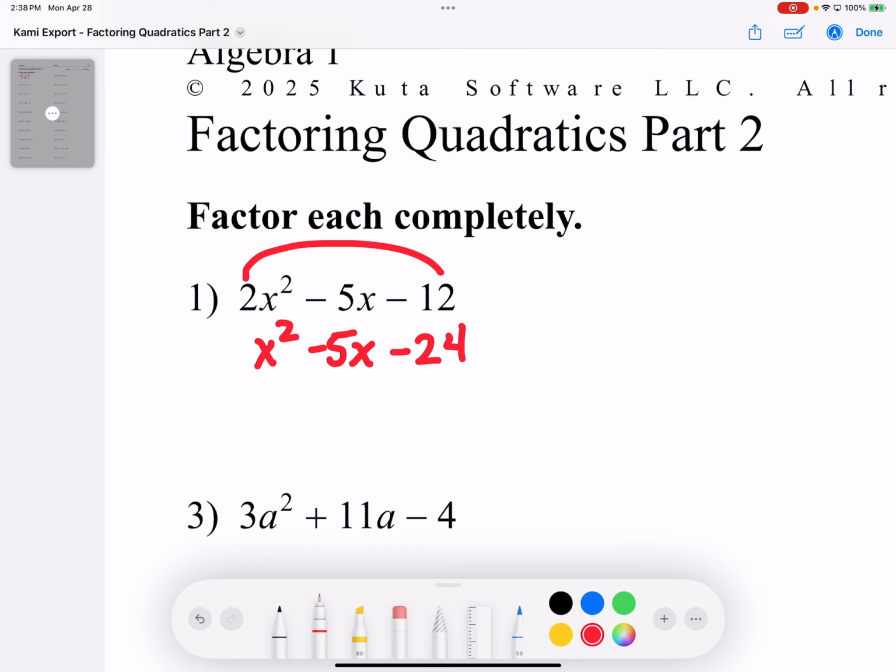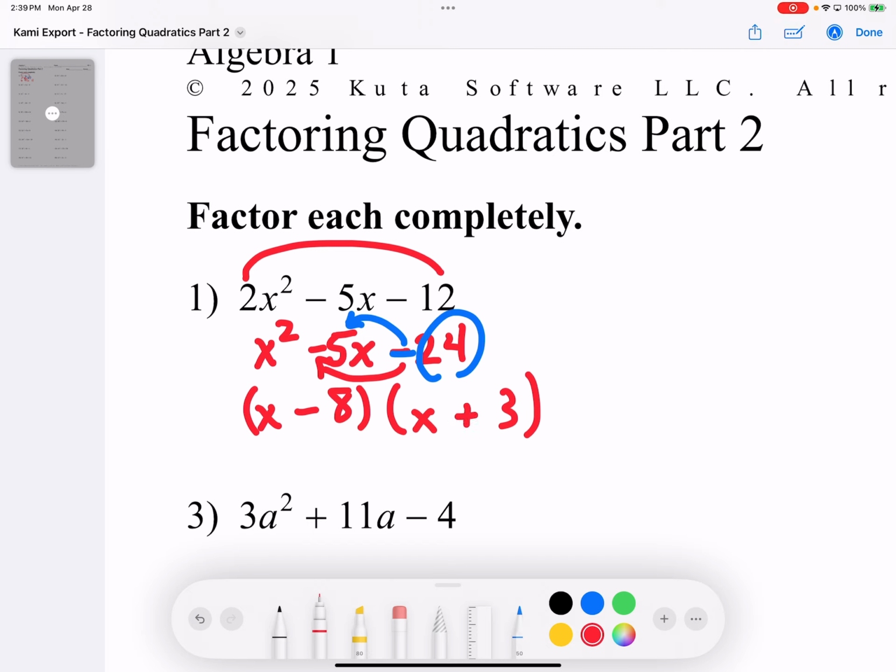We're going to use the same method we used before. We need numbers that multiply to give me 24 that subtract to give me 5. Those are 8 and 3. So we make our parentheses, split up our x, and one gets an 8 and one gets a 3. Because we had a negative here, we look to the middle sign to see what the bigger number gets. The bigger number gets a minus, the smaller number gets a plus.